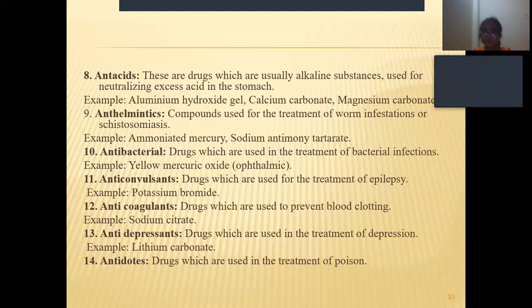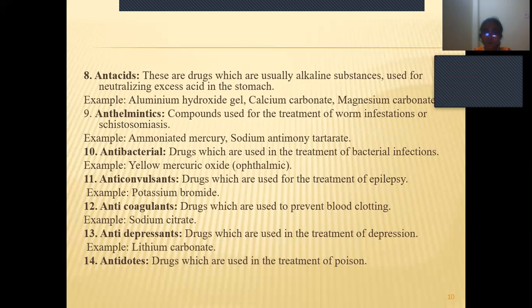Ophthalmic means eye. So it is mainly used for the eyes. And anticonvulsant agents are drugs mainly used for the treatment of epilepsy, which affects the brain nerves. Examples are potassium bromide.